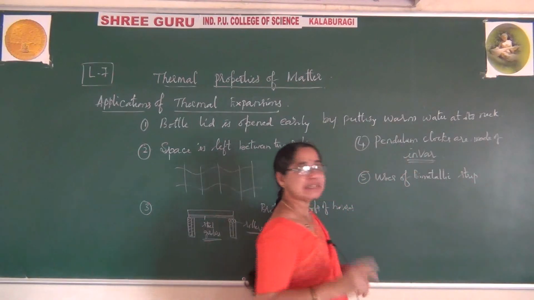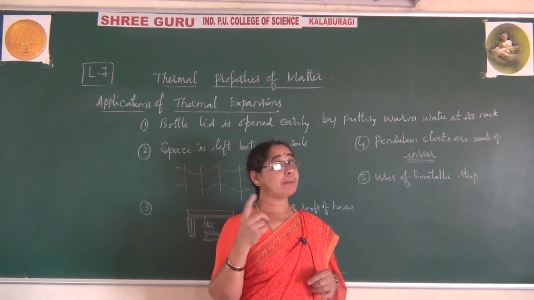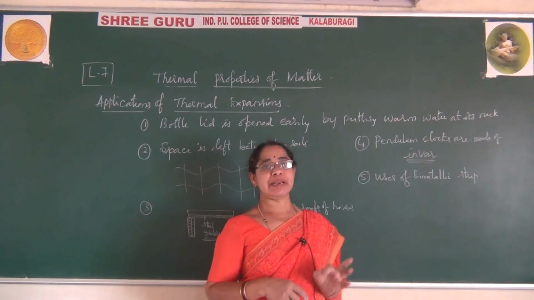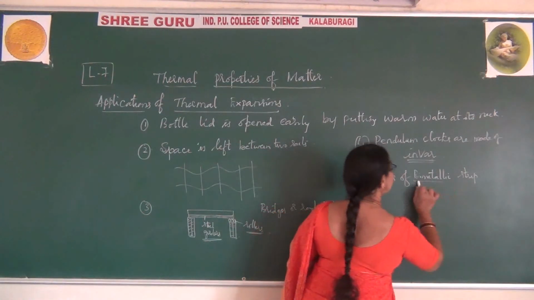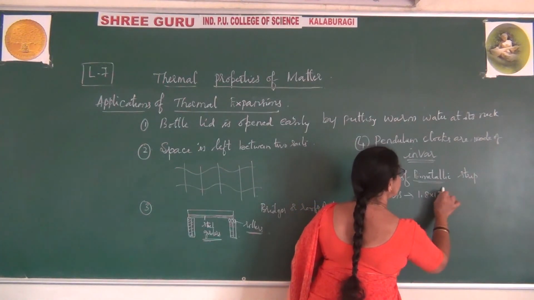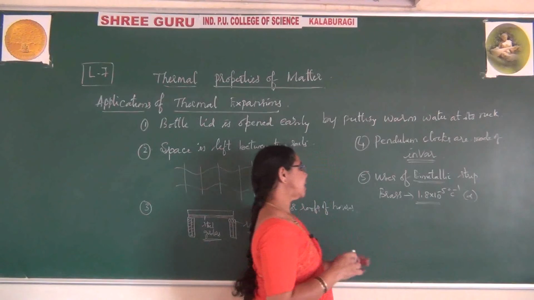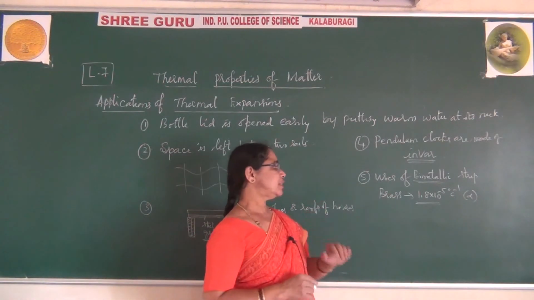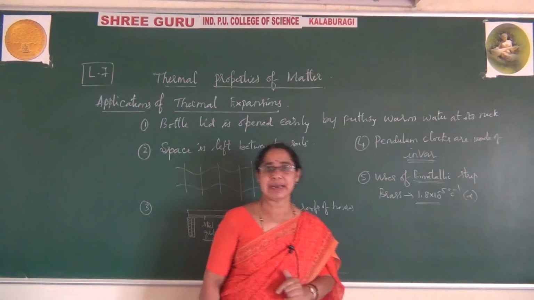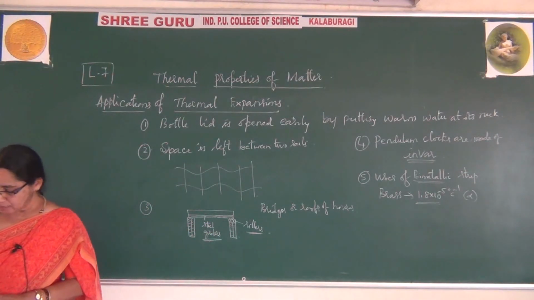I said bimetallic means two strips of equal length, and in that I already gave the example of copper and iron. But particularly they prefer to use brass material for bimetallic strips. Preferably they use brass, which has a coefficient of expansion of 1.8 into 10 raised to minus 5 per degree centigrade, due to which they prefer to use brass along with iron. So what is the use of this bimetallic strip in our day-to-day life? We can use it for many purposes.